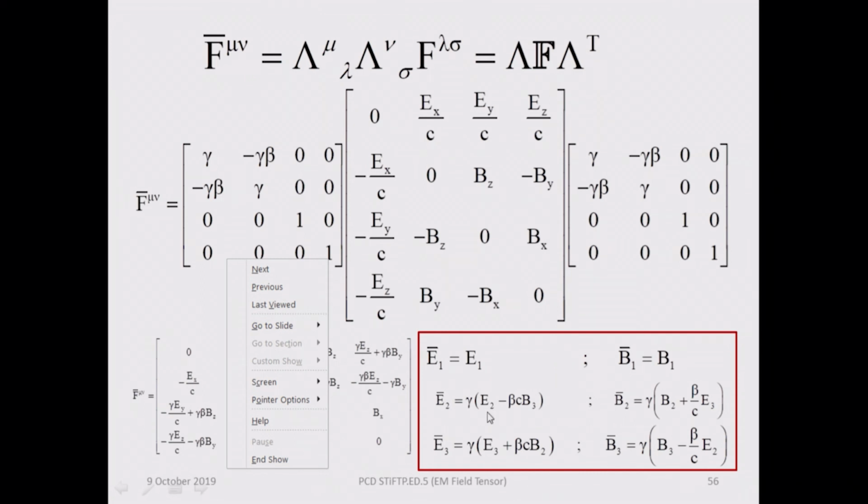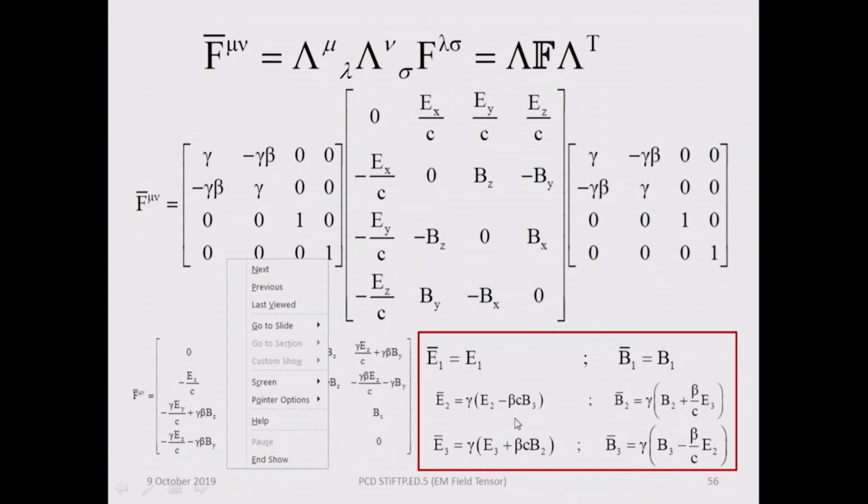This one, E2 minus beta C B3 is equal to E2 bar, and there is of course a gamma there. You are actually adding these two, subtraction is also addition, right? You are actually adding these two, mixing them, superposing them, because they are the same physically.